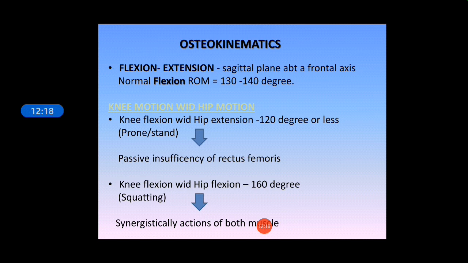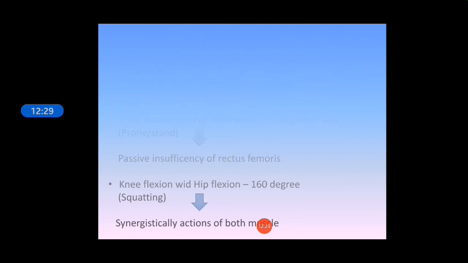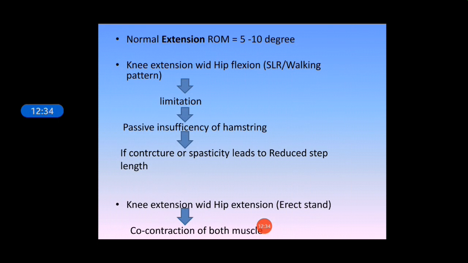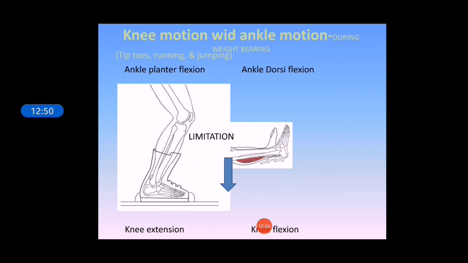It is due to passive insufficiency of the rectus femoris. Knee flexion with hip flexion goes up to 160 degrees, like we see in squatting. This is due to synergistic action of both the muscles. Here you can see the movements. Now normal extension ranges from 5 to 10 degrees. Knee extension with hip flexion, like SLR, has some limitation due to passive insufficiency of the hamstrings. Knee extension with hip extension, like we see in erect standing, occurs due to co-contraction of both the muscles. Here you can see knee extension with plantar flexion and knee flexion with ankle dorsiflexion.